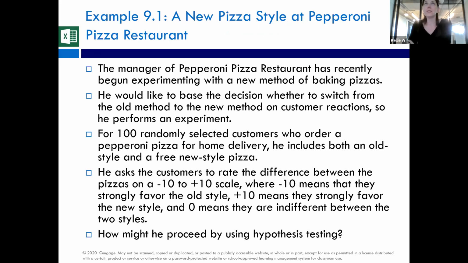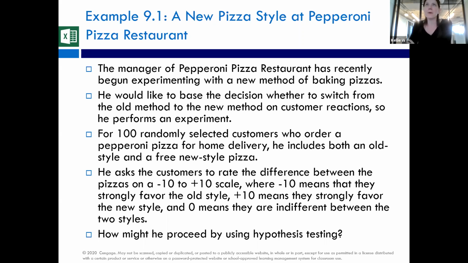So let's say we have a manager of a pepperoni pizza restaurant, and we're looking for a new method of baking pizzas. So we want to know if our new method is better than our old method, and we're going to just randomly pick 100 customers. Now, also note in real business, this is not really how we would go about this, but in order to illustrate how hypothesis testing works, we have to come up with some examples. So this isn't really good business practice, which I think the textbook touches on, but it's to help you visualize what this means.